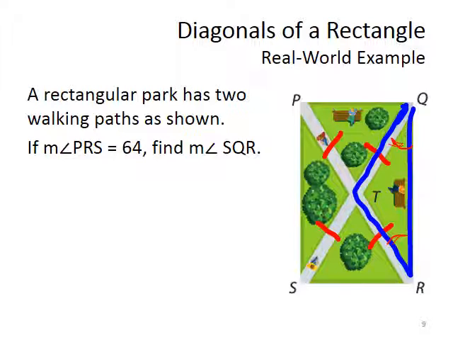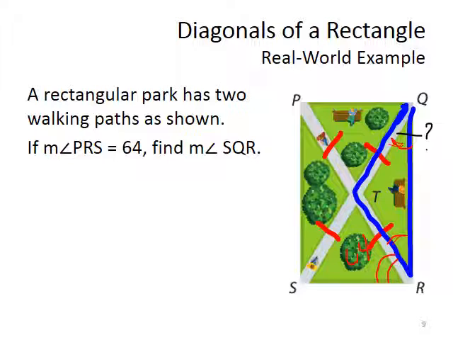Alright, so let's go back to the problem at hand. We are given the measure of angle PRS, which is this corner of the park, and we want to find the measure of angle SQR, I'm sorry, that's this angle up here. What's the measure of that angle? We know one angle is 64, and this is part of a corner in a rectangular park. Remember, in rectangles, each angle is 90 degrees.